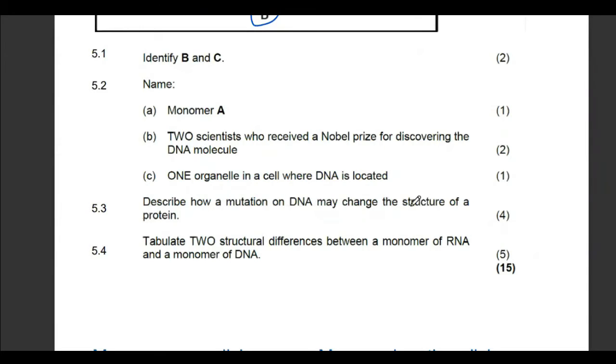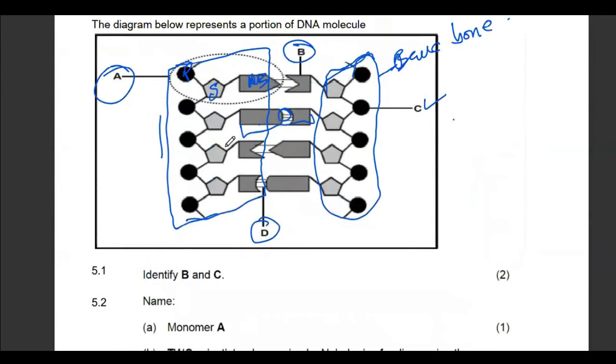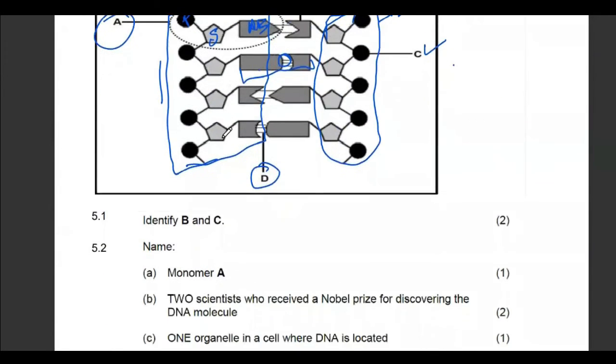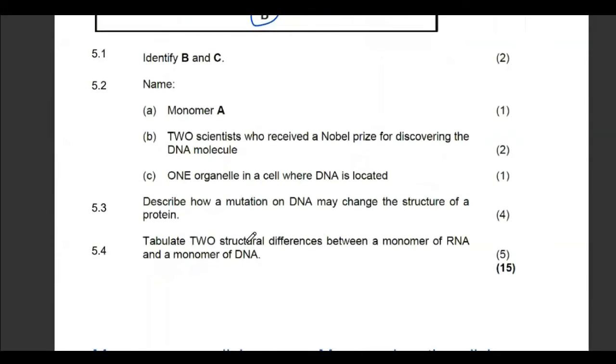Describe how mutation of DNA may change the structure of the protein. The moment the DNA molecule changes, it is going to change the sequence of the bases on messenger RNA, and messenger RNA is going to change the sequence of the amino acids which are being brought to form a protein. So if the amino acids lead to a different sequence, then a different protein is going to be formed. If the amino acids lead to the same sequence as the previous one, then a new protein is not going to be formed.